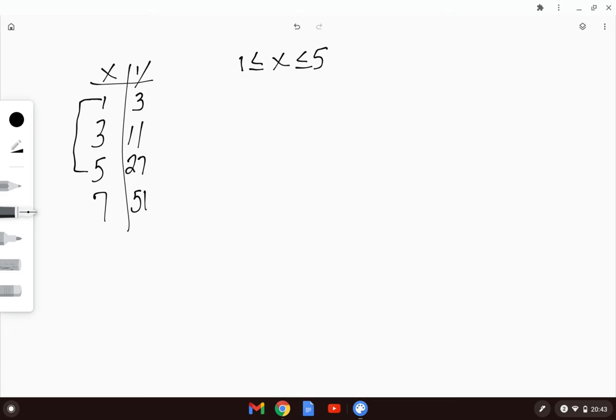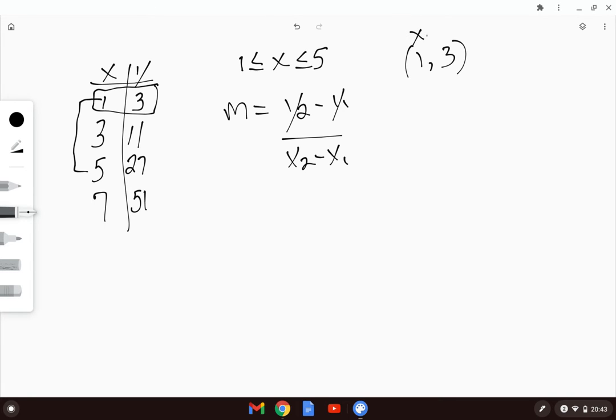If I'm going to use my slope formula, which is m equals y2 minus y1 over x2 minus x1, I need to find an x1 and a y1 point and an x2 and a y2 point. So I'm just going to select this first endpoint as one of my ordered pairs. That's going to be x1 and y1. And then I will select this other endpoint as my second ordered pair, and that's going to be x2 and y2.